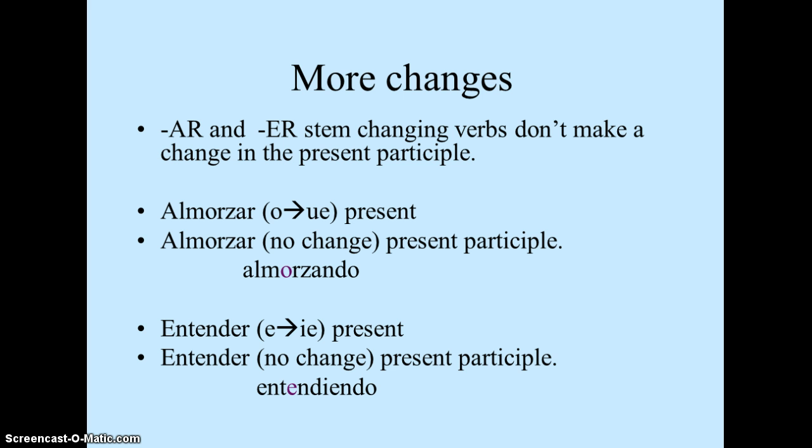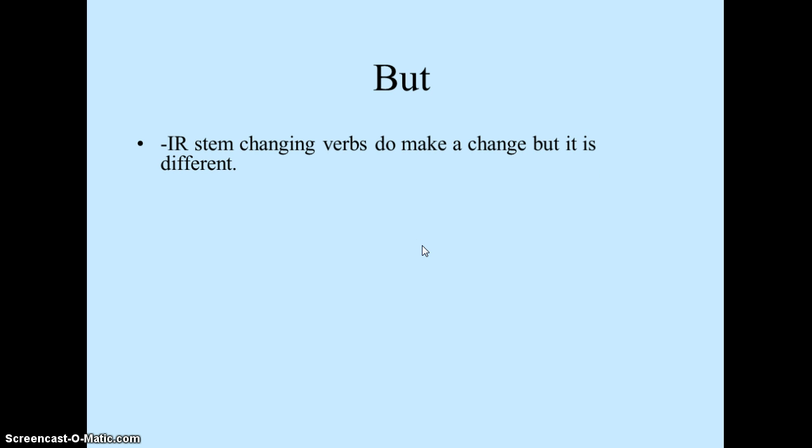So anytime there's a verb that ends in AR and ER, you know you won't have to stem change it. But IR stem changing verbs do make a change. But it's not going to be the normal change that we're used to. It's kind of going to be like what we talked about in preterite. E goes to I and O goes to U. So we don't do the IE, we do the E to I, and we don't do the O to UE, we do O to U.